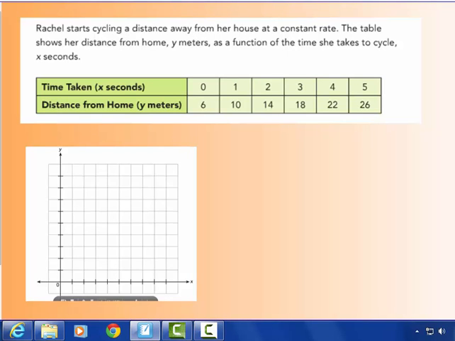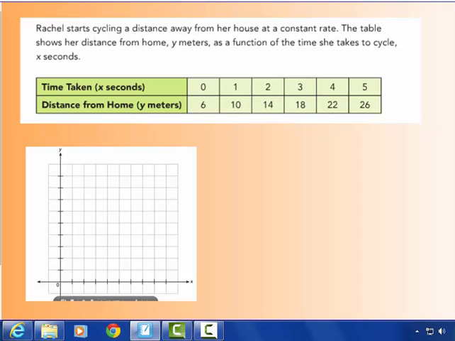Rachel starts cycling a distance away from her house at a constant rate. The table shows her distance from home, y meters, as a function of the time she takes to cycle, x seconds. So seeing my information here, I can take this table and draw the graph that matches it. The graph paper didn't really show up here because it's very light. I can see it on my screen. Maybe I'll have to go over and do it on the screen.